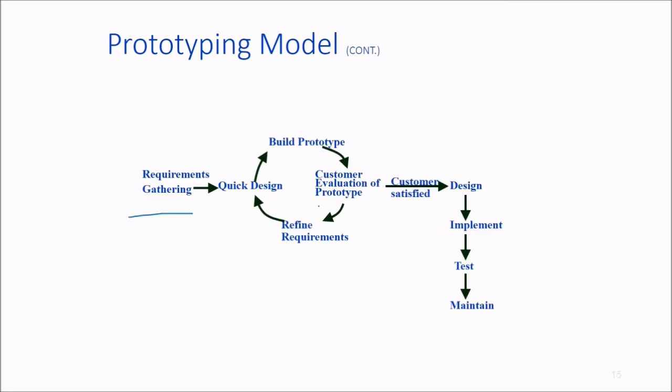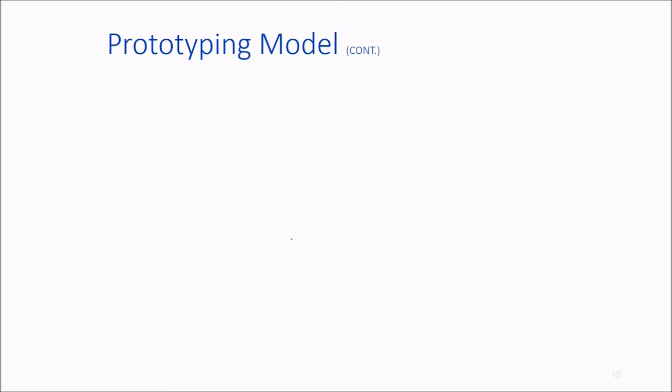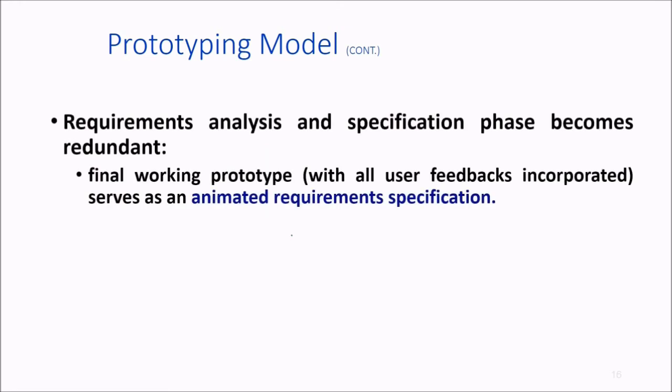So the steps are requirement gathering, quick design, evaluation by user, refine requirements, and again build the prototype. This cycle goes on until the customer is satisfied. Then we design, implement, test, and maintain. Requirement analysis and specification become redundant, because the final working prototype with all the user refinement given as feedback serves as an animated requirement specification.